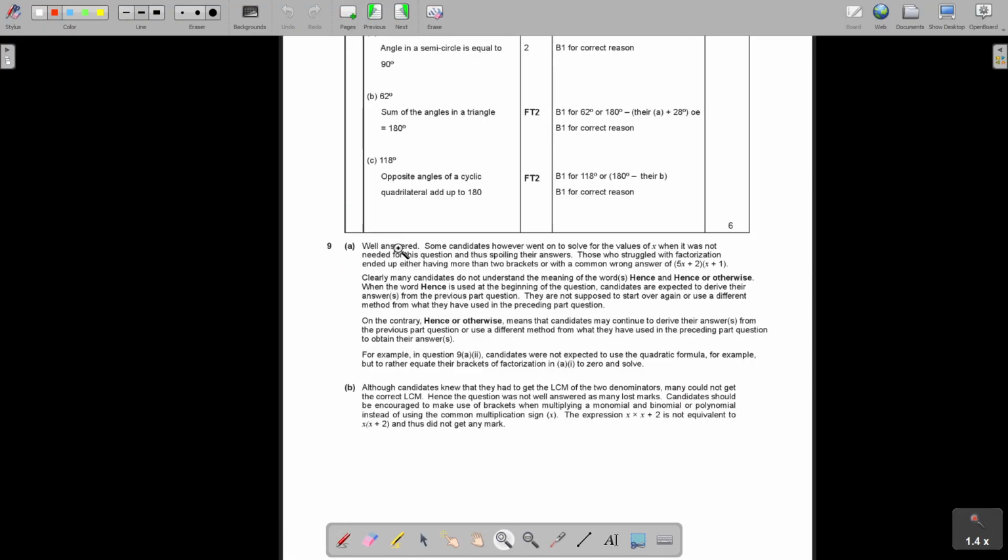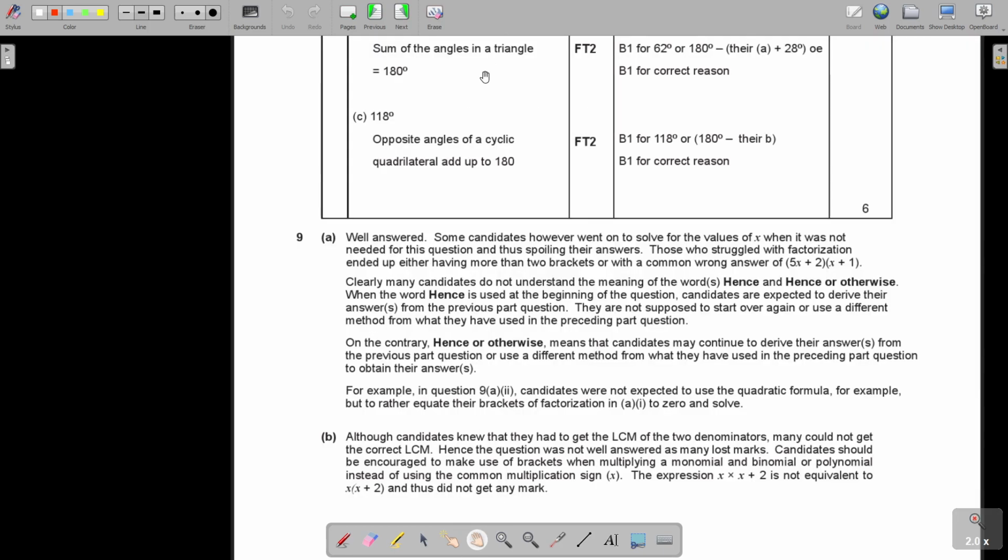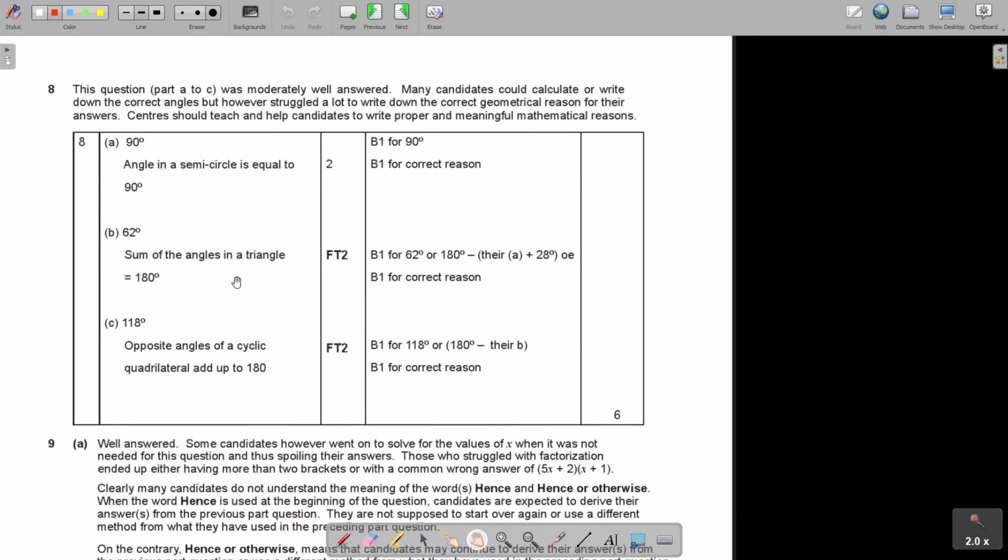Okay, I'm going to make it bigger so that you see better. They say this question, parts A to C, was moderately well answered. Many candidates could calculate or write down the correct angles, but struggled a lot to write down the correct geometrical reason for their answers. Centers should teach and help candidates to write proper and meaningful mathematical reasons. The markers are looking for certain words, so make sure you name those words.